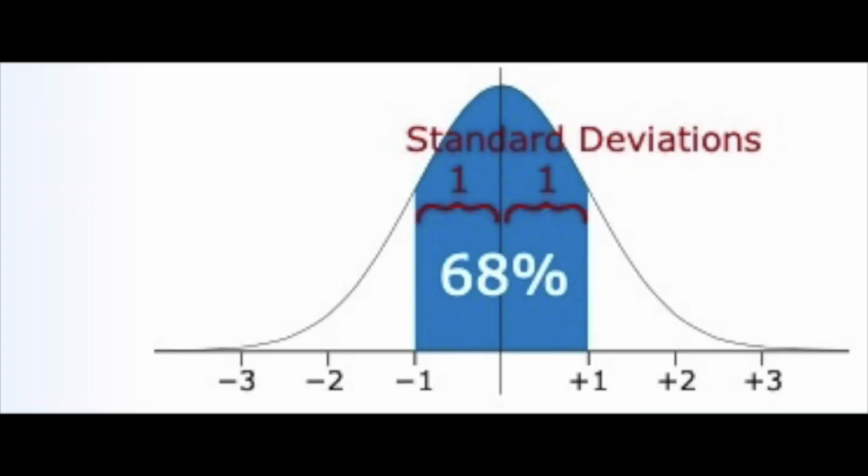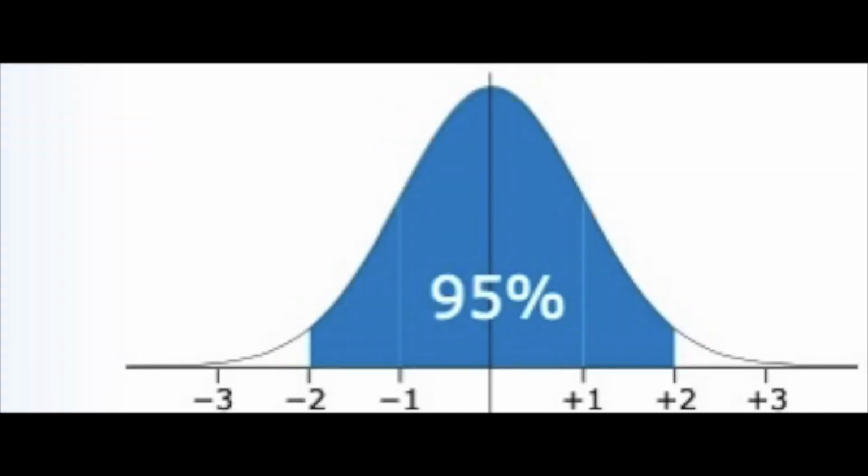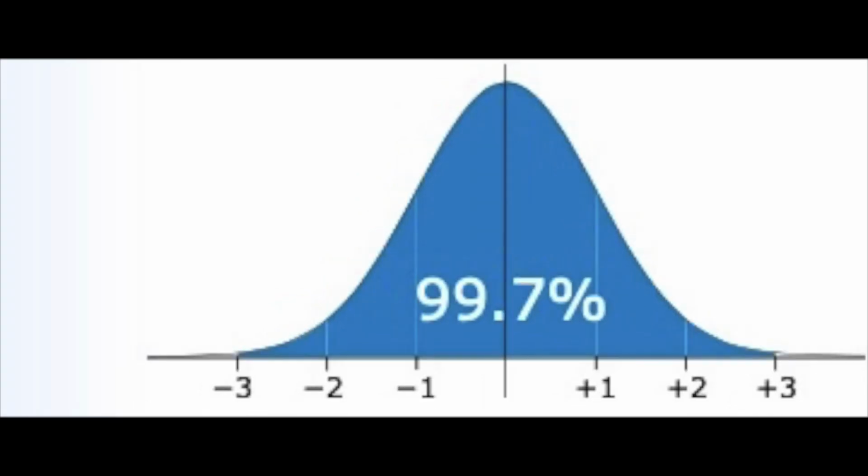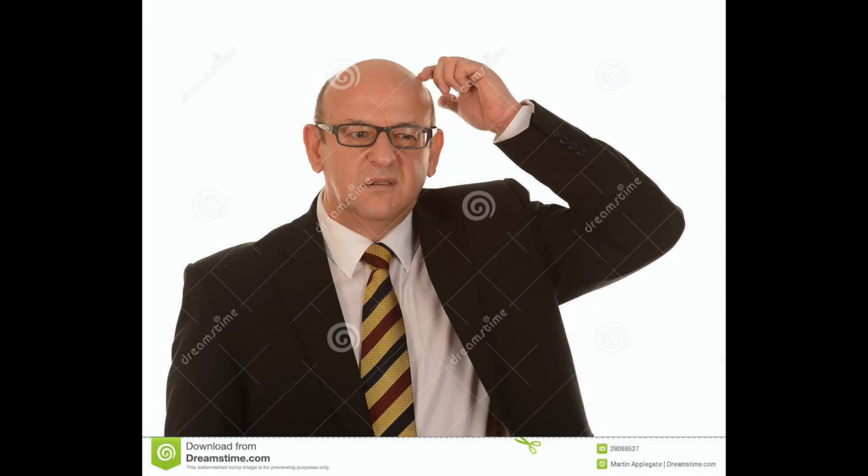The empirical rule says that one standard deviation away from the mean, above and below it, will encompass 68% of values in that dataset. And two standard deviations away, above and below, will encompass 95% of values in that dataset. And three standard deviations away, above and below, will encompass 99.7% of values in that dataset. But what does that mean? Let's go back to our example.